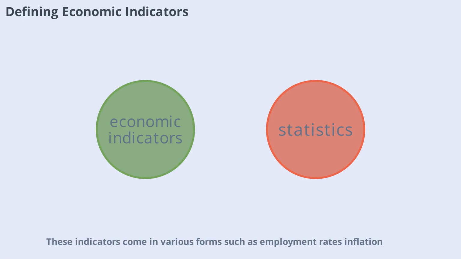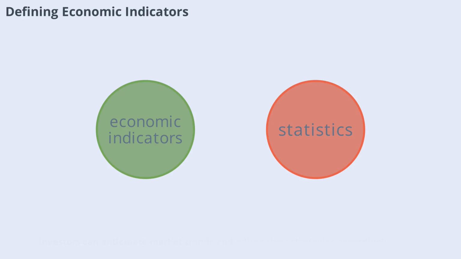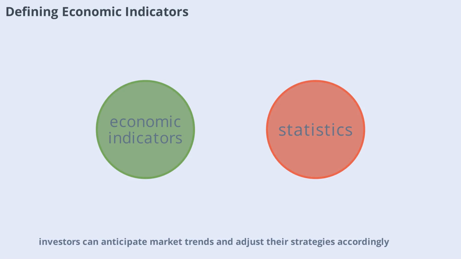These indicators come in various forms, such as employment rates, inflation, and GDP growth. By analyzing these numbers, investors can anticipate market trends and adjust their strategies accordingly. Understanding the basics of economic indicators is the first step toward making smarter investment decisions.